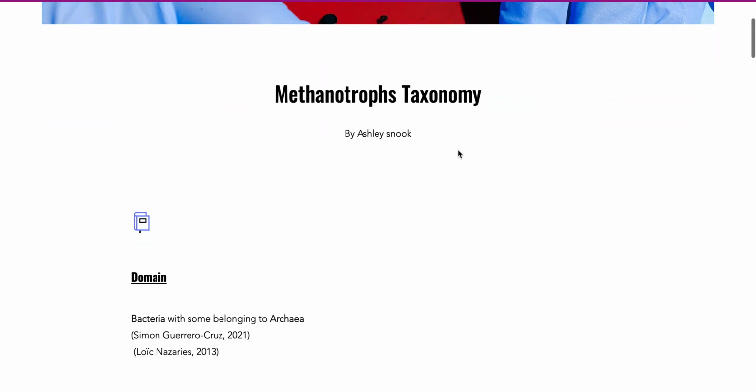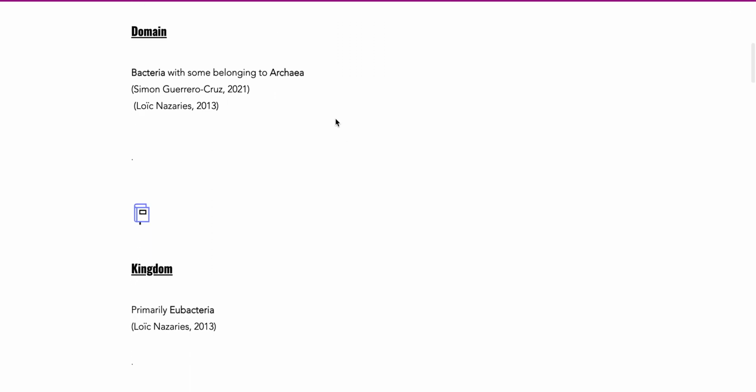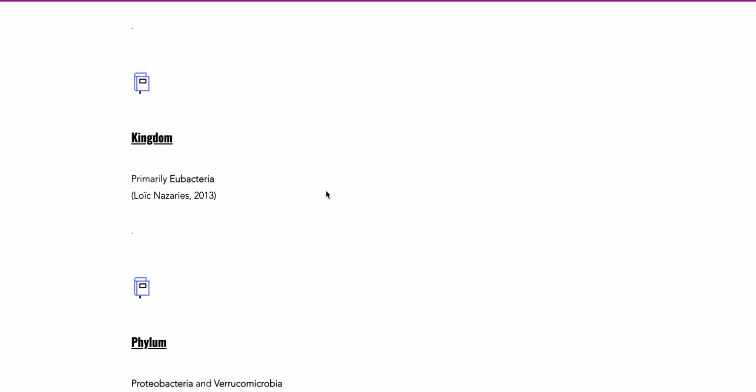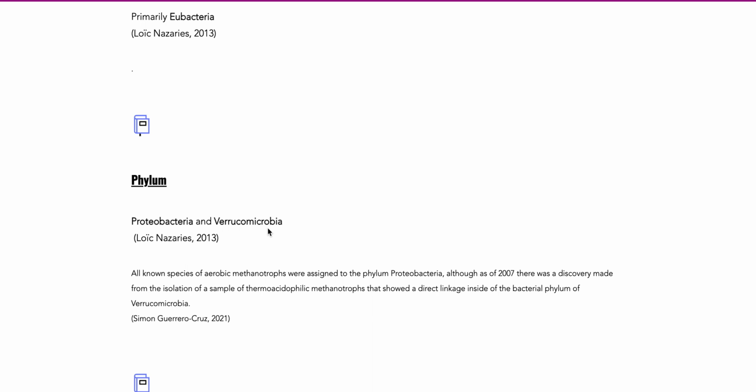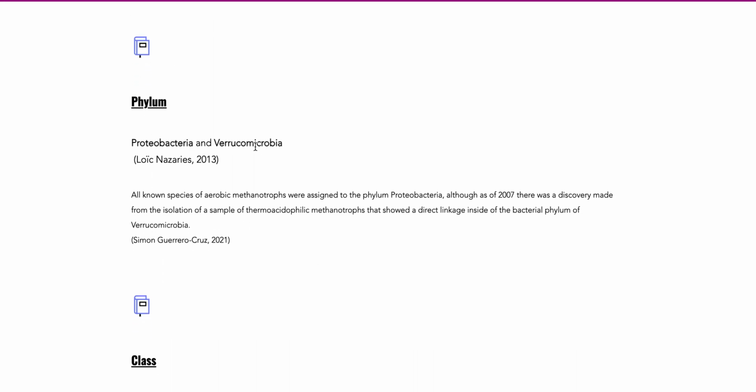So when you scroll down, you'll have the different taxonomic labels here. So you have domain, of course, it's showing that it's bacteria with some archaea being an exception to the rule, as in most of them are bacteria, but there are some which are archaea. And for kingdoms, they're mainly eubacteria, and for phylum, they're proteobacteria and Verrucomicrobia. And this one here, Verrucomicrobia, it's a newer one because it was discovered in 2007, which is fairly recent.